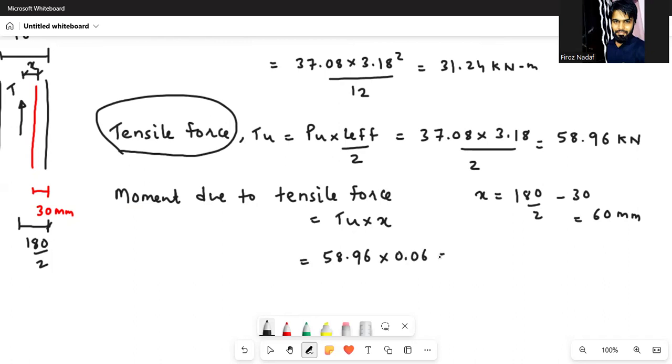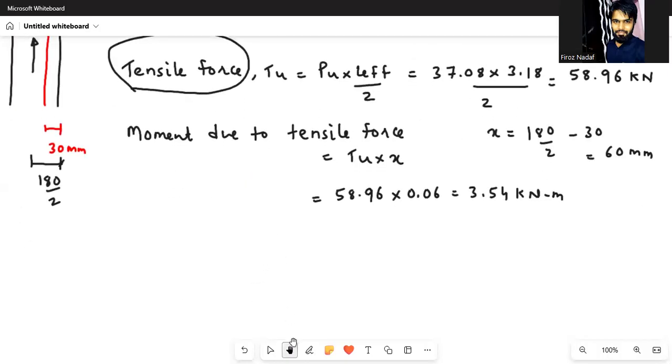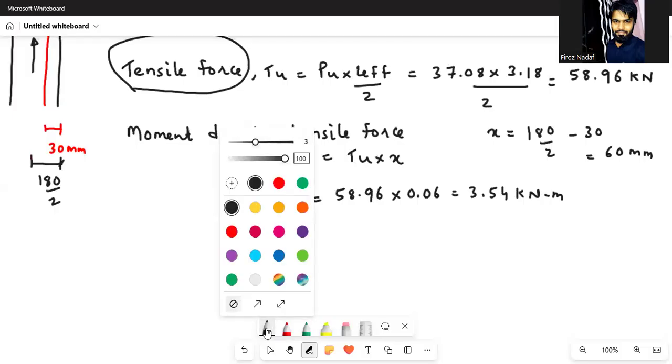0.06. This is equal to 3.54 kilonewton meter. So whatever bending moment we have gotten, it is with respect to the tensile force, and I already told you the bending moment with respect to the tensile force is opposite to the normal bending moment. Okay, so after calculating this, you have to find the net bending moment.